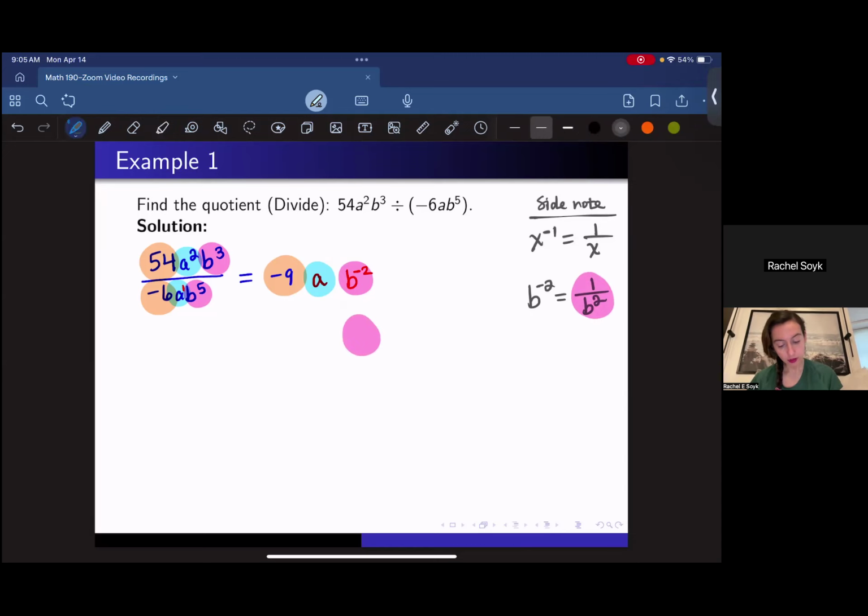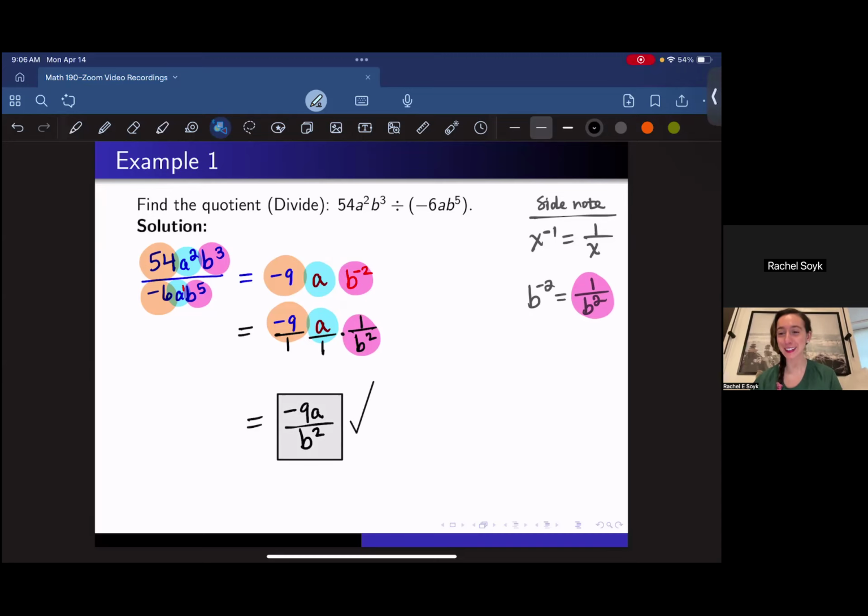And let's put all of these terms under fractions. So -9 as a fraction is -9 over 1. A as a fraction, a over 1. And then that b to the -2 is 1 over b squared. That way, we can fully simplify this result to just -9a all over b squared. And we are done.